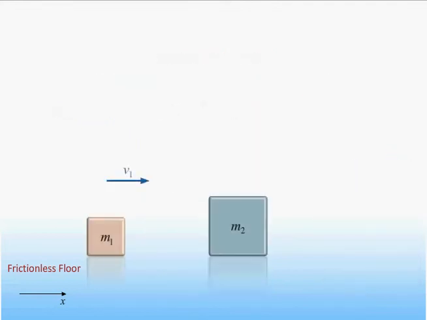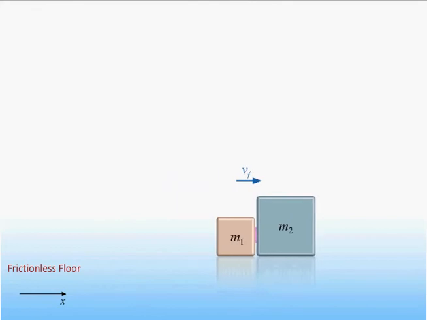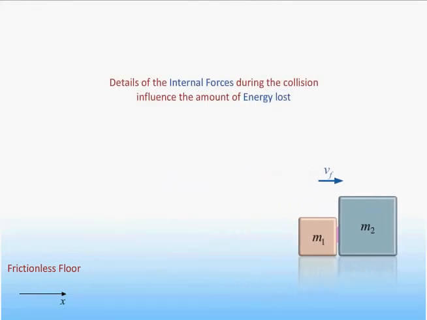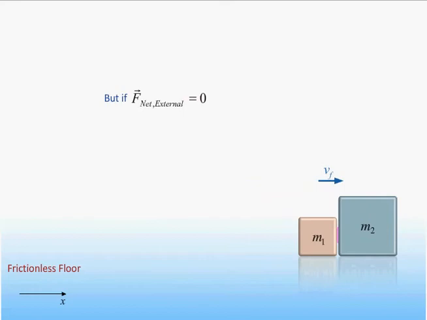Returning to our example of the sliding boxes, we can see that if we actually wanted the boxes to stick together, we would have to provide some mechanism for non-conservative work to be done during the collision. Perhaps we could put a bit of putty on the surface of one of the boxes that could be compressed during the collision. The details of the nature of the internal forces acting during the collision can influence the amount of energy lost in a collision, but as long as there are no external forces acting, then we can be sure that the total momentum of the system will be conserved.